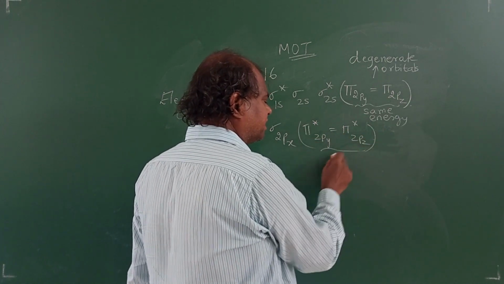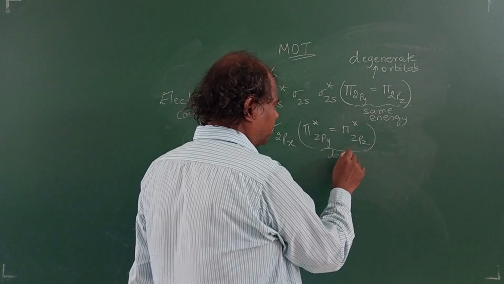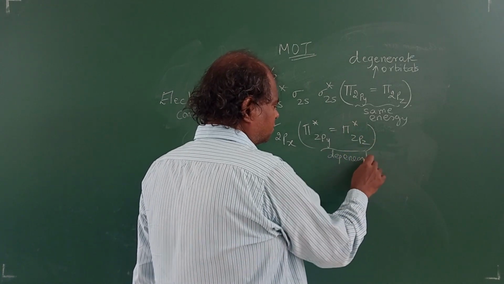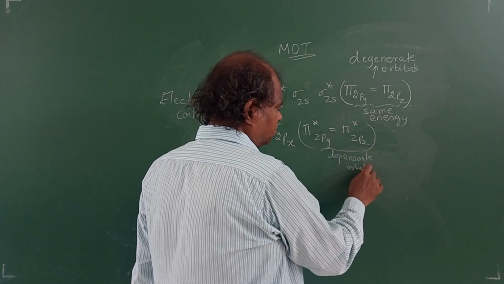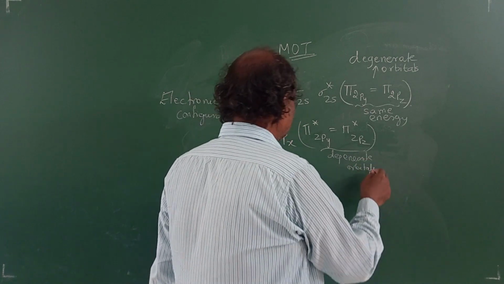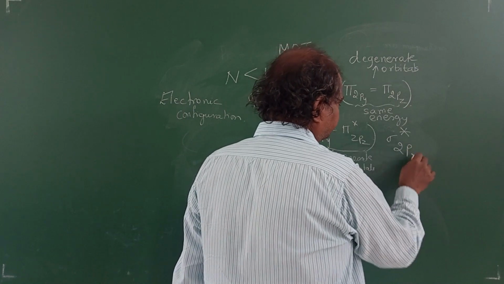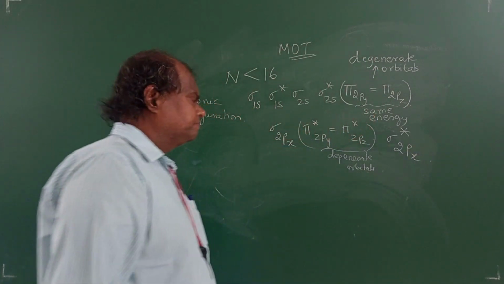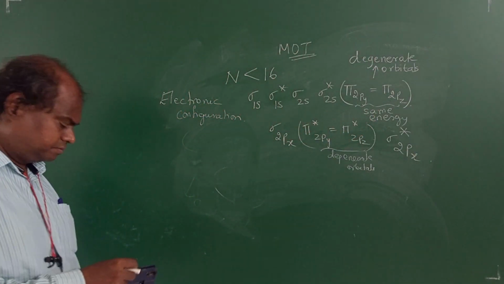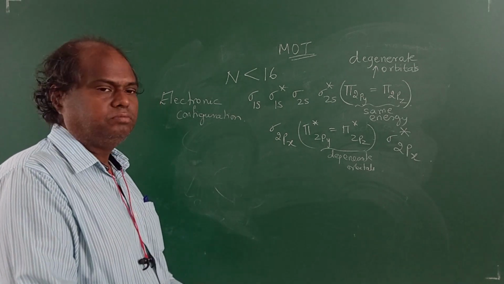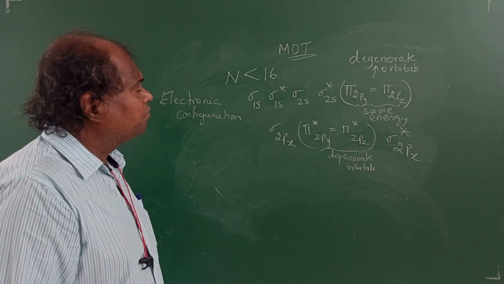Okay. Again, they are degenerate. Please remember these are degenerate, but they are anti-bonding. And the last one, students, that we will fill up is sigma star 2px, right? Clear?